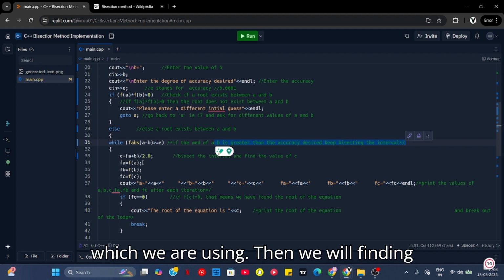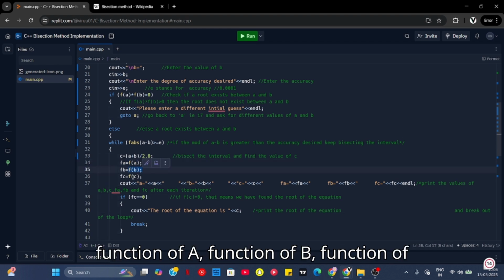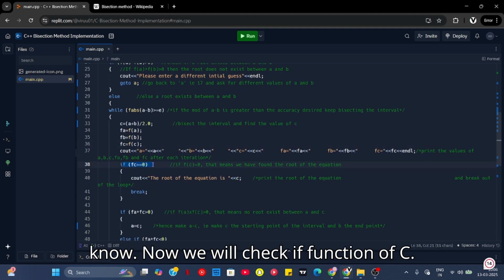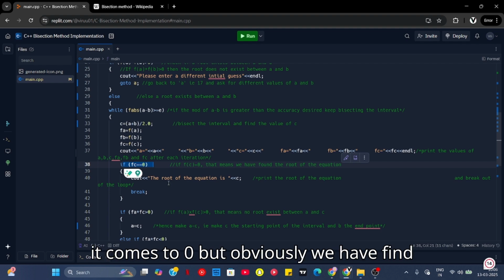It's a loop which we are using. Then we will find a midpoint. Then we will find function of A, function of B, function of C, because these are the things we need to know. Now we will check function of C: if we put C into the function and it comes to 0, then obviously we have found our root.